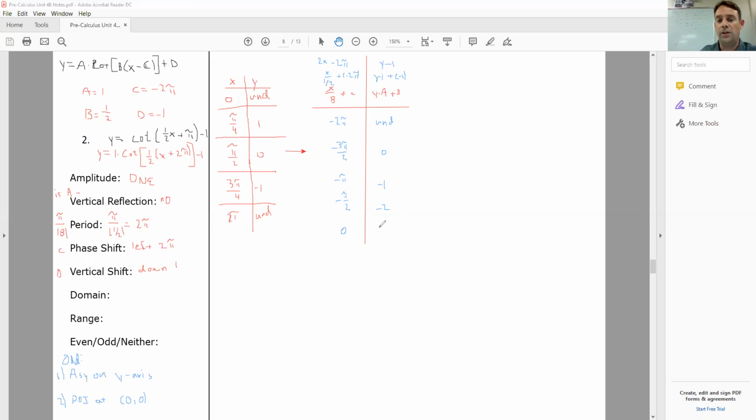And look at it this time. 0 is undefined. I'm going to have an asymptote on the y-axis, which means that this is actually going to be an odd function. No, we're not quite to that yet. We got to graph it first.